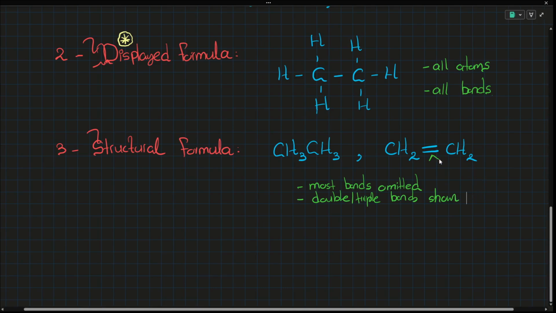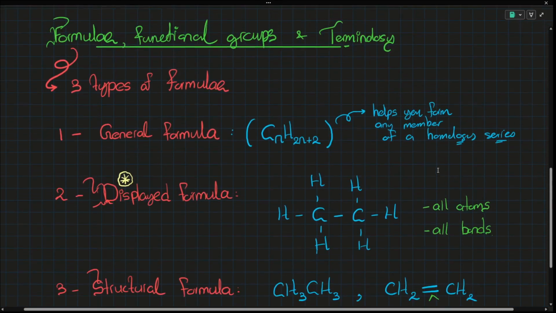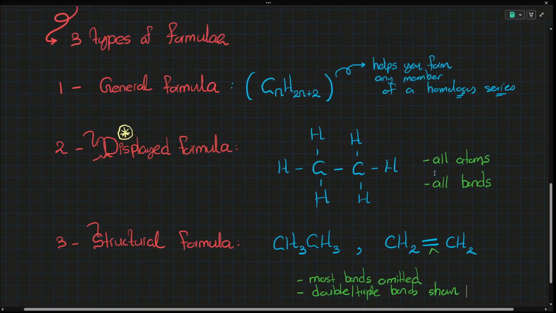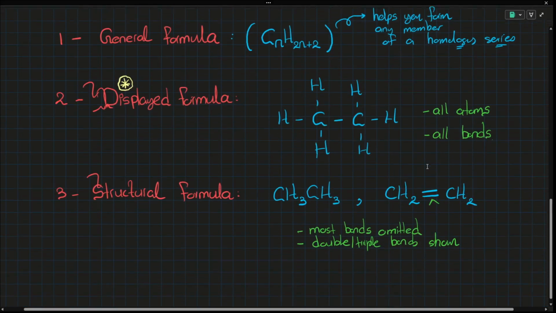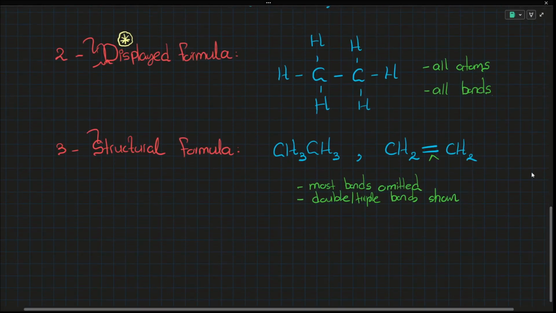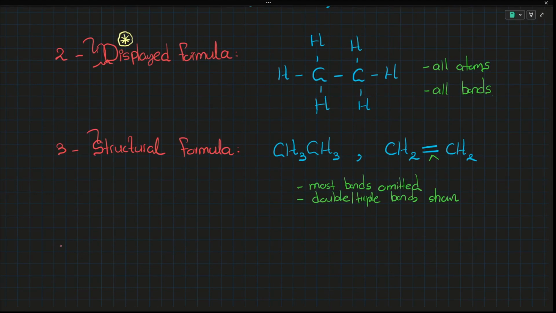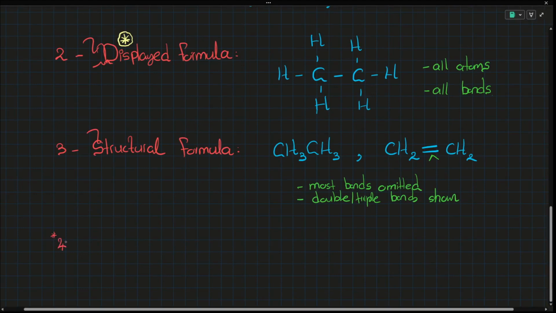Those are the three main types of formulae you should know. Three main types of formulae that you should know. And then just 4 with an asterisk is the molecular formula of something.